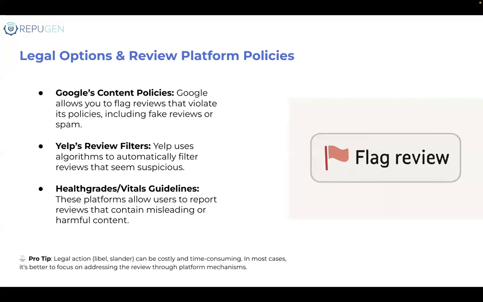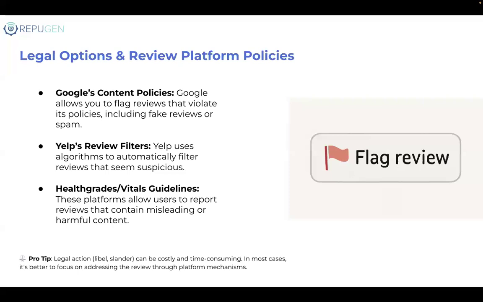Yelp also uses advanced algorithms to automatically filter suspicious reviews. So if you believe a review is inaccurate on your Yelp profile, you can manually report it for review and possible removal. And then Healthgrades and Vitals, since they are under the same umbrella, both allow users to report misleading or harmful reviews. And if a review doesn't meet the platform's guidelines, you can request it to be removed.